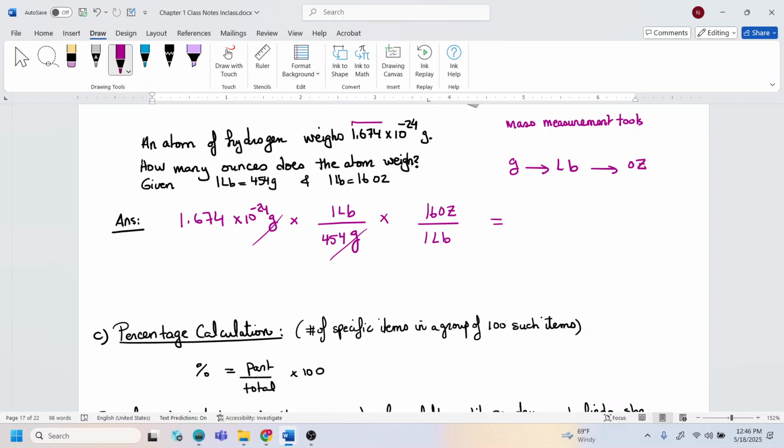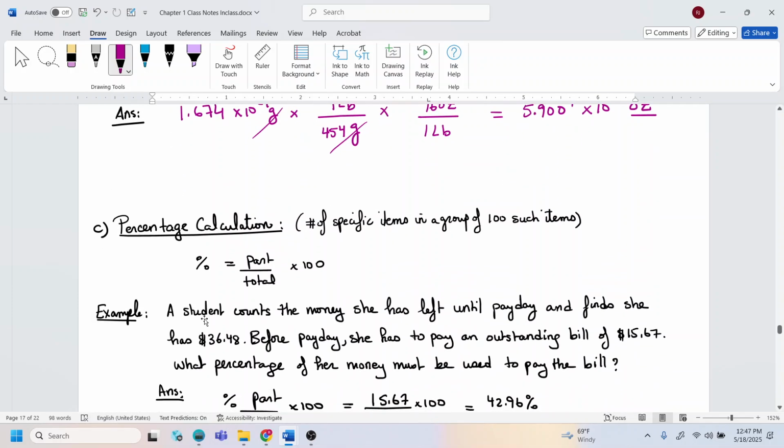Your answer has to be 4 significant figures, okay? The others are fixed units. So this is 4 sig figs, so here my answer has to be rounded. It's going to be 5.900, and all of those are considered to be part of the significant figures, times 10 to the minus 26. And guys, please don't forget your unit, which is ounces in this case.